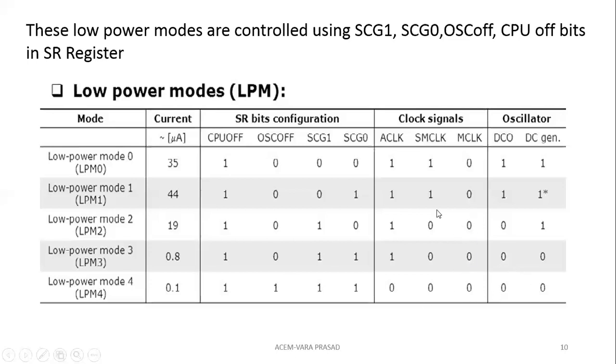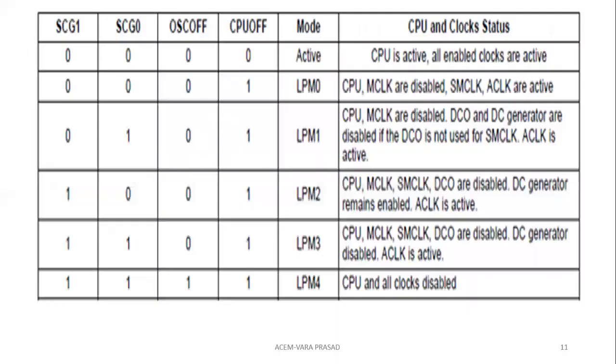So based on this table you can also write it in terms of words. The same thing I have written here: system clock generator 1, system clock generator 0, oscillator off, CPU off, mode. In active mode, all are working, because of which it consumes more power. Okay, the remaining is as usual.